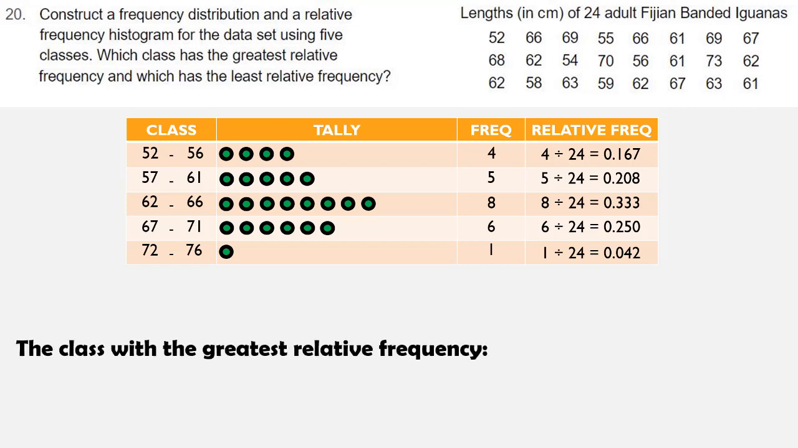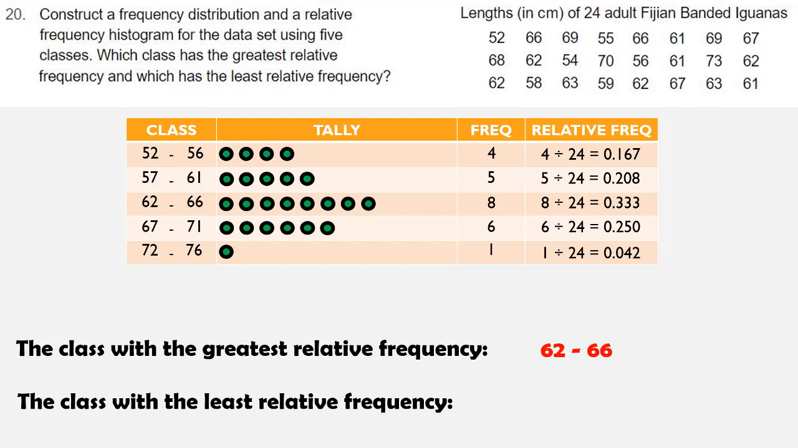So which class has the greatest relative frequency? Well, that would be the class from 62 to 66, because it has a relative frequency of 0.333. Which class has the least relative frequency? That would be the last class from 72 to 76.